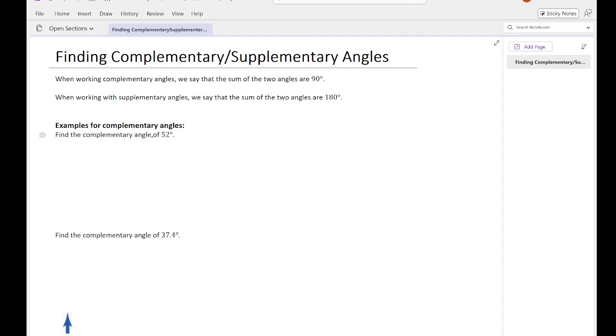Find the complementary angle of 52 degrees. All that means is what would I need to add to 52 that would get me 90. So all you do is take what we know, that the sum is 90 degrees, and subtract 52. And when we do that, we get 38 degrees. So the complementary angle of 52 is 38.